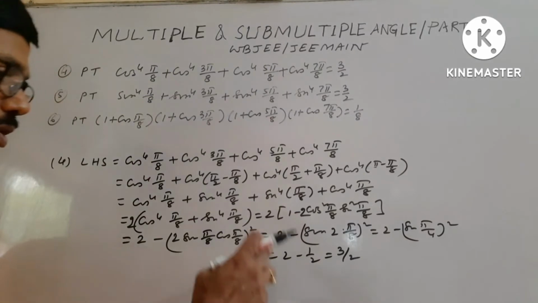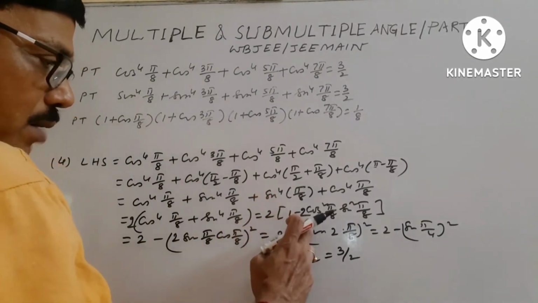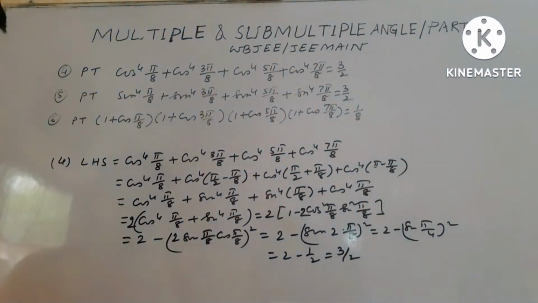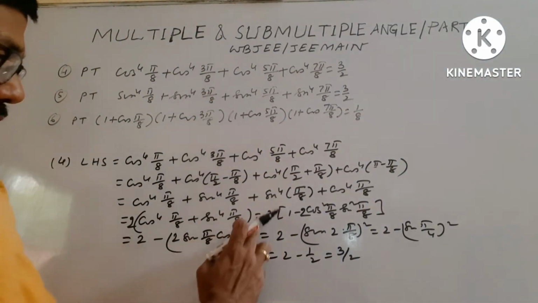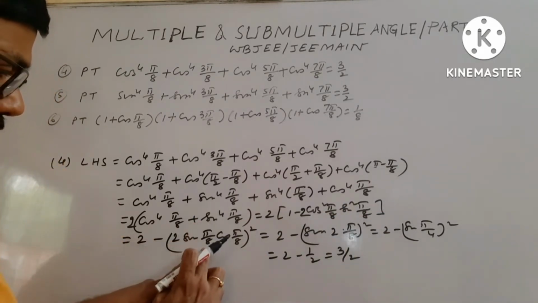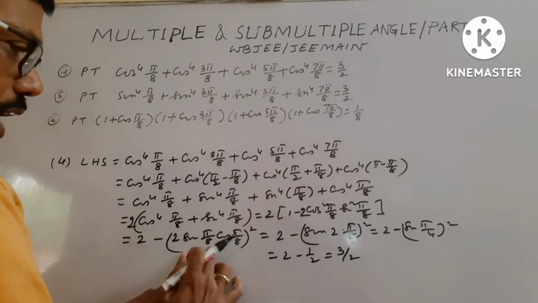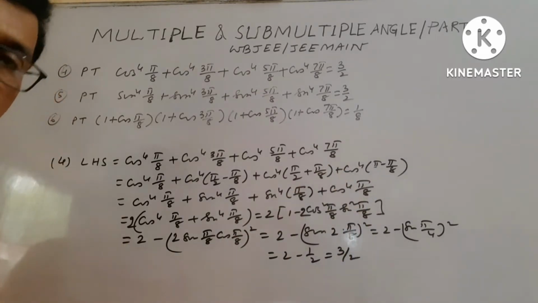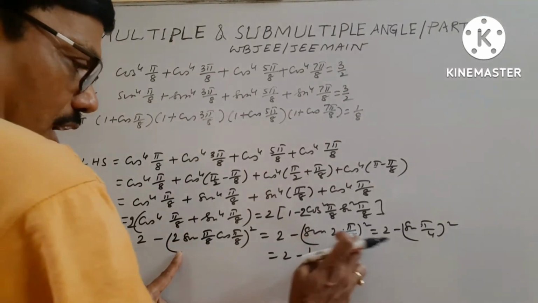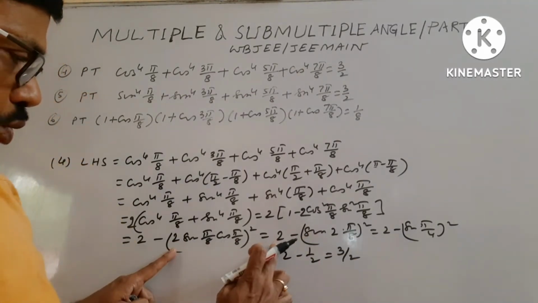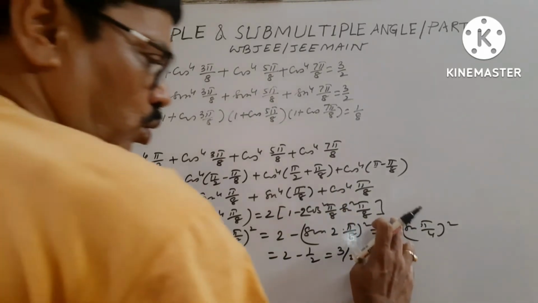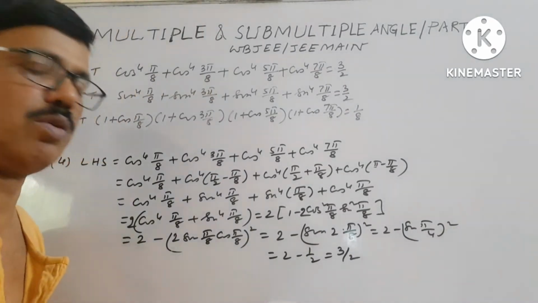So a plus b whole square is 1. 1 minus 2 cos square pi by 8 sin square pi by 8. So 2 minus, this is 2 into 2 is 4. So we can write it 2 into sin pi by 8 cos pi by 8 whole square, remaining same. Now 2 sin a cos a equals sin 2a. So this equals 2 minus sin 2 into pi by 8 whole square, so 2 minus sin pi by 4 whole square.